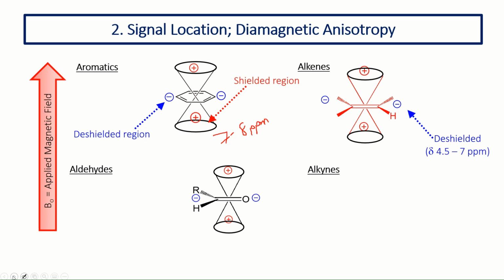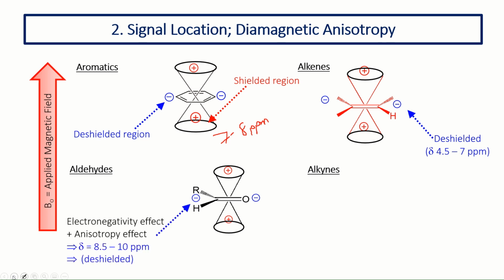Herein, the aldehydes are quite unique because not only do we have a severe dipole because of the carbon-oxygen bond, oxygen being highly electronegative, this creates quite a decent amount of deshielding on this proton, but of course we also have the additional anisotropy. And so the aldehydic proton you can't miss. This resonates at 8.5 to 10 ppm.